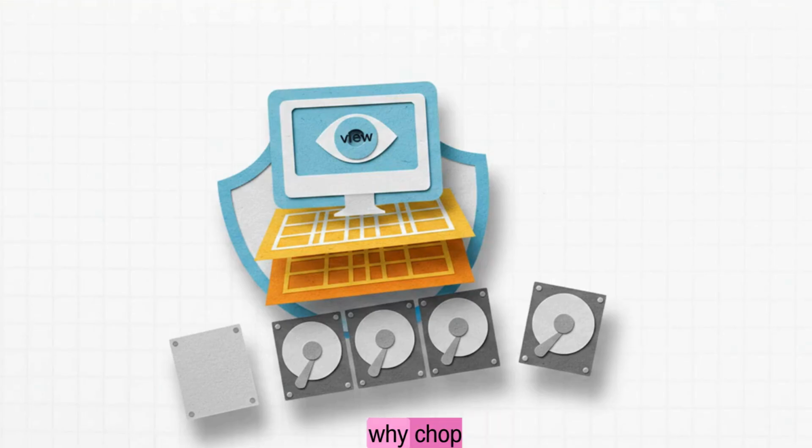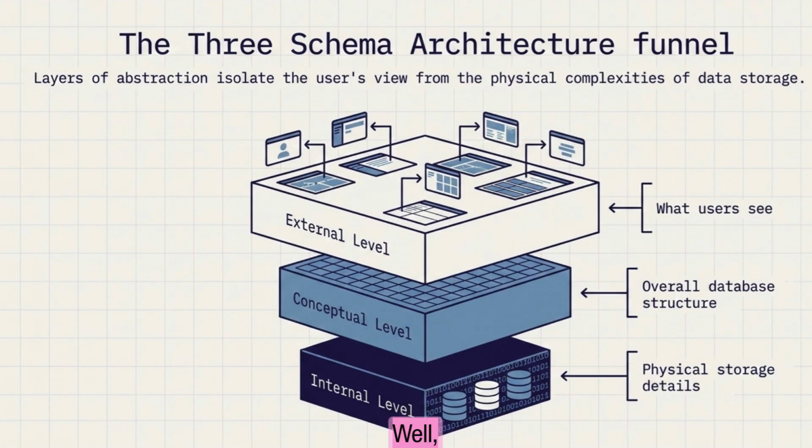You might be thinking, why chop it up internally like this? Well, this 3-schema structure is the secret sauce for 3 massive benefits. Number 1 is data abstraction. You don't need to understand how a solid-state drive works just to check your bank balance, right? Number 2 is enhanced security, since we can tightly lock down what that top external level is allowed to access. And number 3 is incredible flexibility. You can literally swap out a physical hard drive down at the internal level without ever having to rewrite the conceptual logic or break the external user interface.